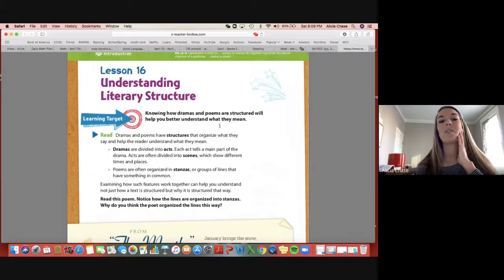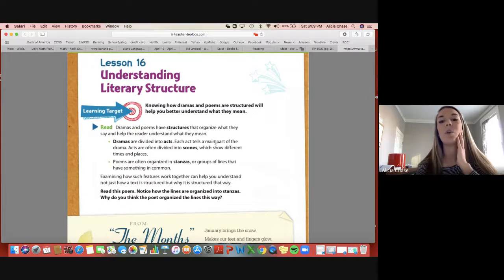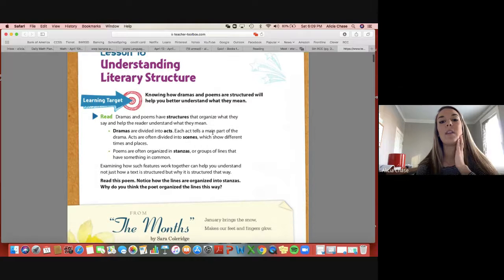Okay, it says dramas and poems have structure that organize what they say and help the reader understand what they mean. On the worksheet, you're going to have to define some terms, boys and girls. Structure was one of them, but I put that definition for you. The other bolded words you will have to define.